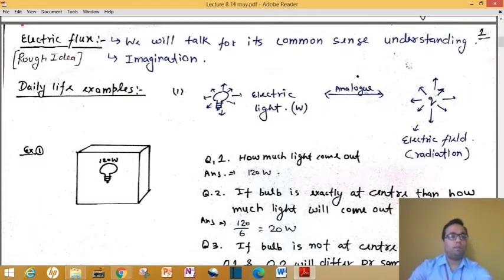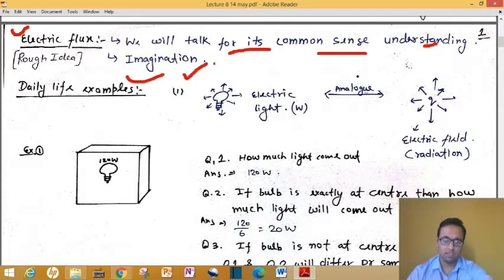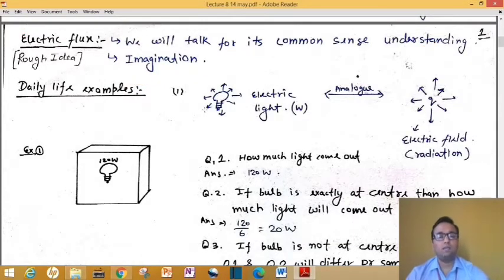So what is our topic of today? That is electric flux. First of all, we will talk about some common sense understanding and some imagination. These are basically points which I have noted for myself about what I have to tell you. Before starting electric flux, you can see I have drawn a bulb. Just try to imagine we have a bulb in this circle.